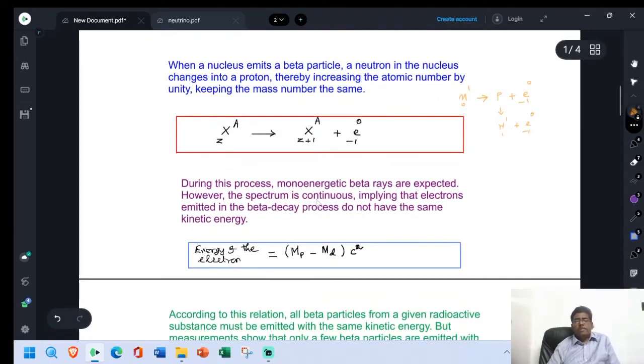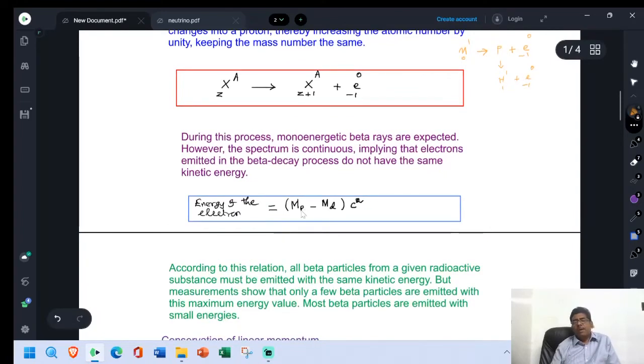During this process, monoenergetic beta rays are expected. That means beta rays with the same energy. However, the spectrum is continuous, implying that electrons emitted in the beta decay process do not have the same kinetic energy. We are analyzing the kinetic energy of the electrons coming out of the nucleus. They have different values, not the same value. Here, the energy of the electron is given by the mass of the parent minus the mass of the daughter, times c squared. This is called the disintegration energy.